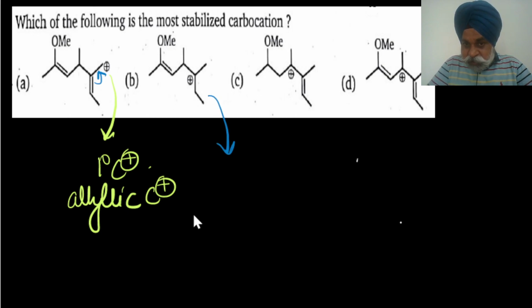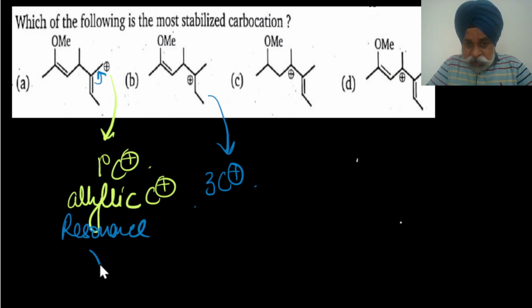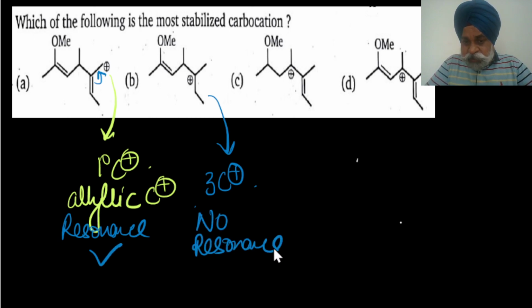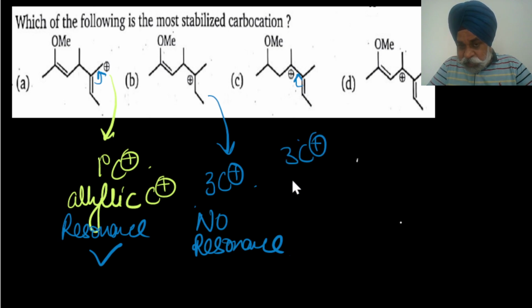If you consider this one, this is a tertiary carbocation because the carbon carrying a positive charge is attached to 3 carbons, but here you would find there is resonance taking place. The resonance is possible, but here you would not find any resonance. The only thing which you can get is hyperconjugation. And the last one, the third one, is this one. So here it is again a tertiary carbocation with allylic character. Allylic in the sense that the positive charge is next to the double bond, which can undergo resonance.